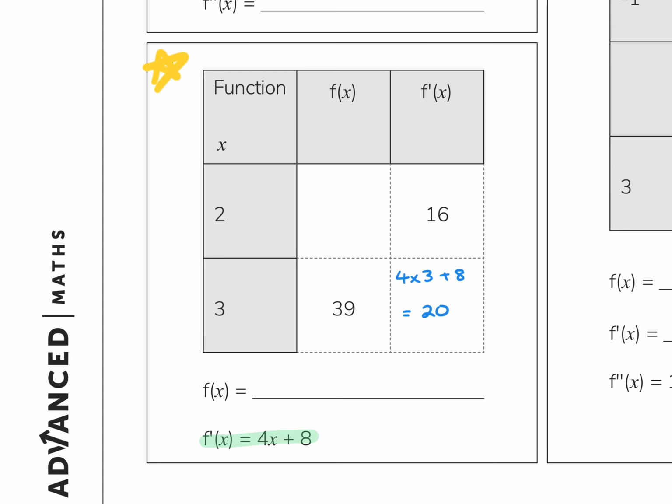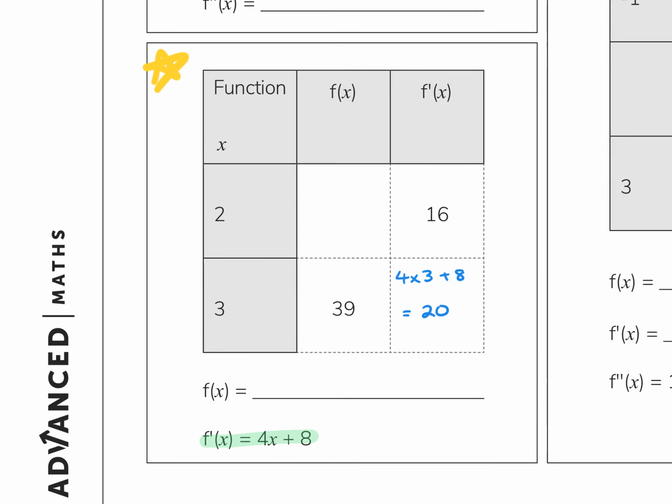We can calculate the missing value in the bottom right corner of our grid by simply substituting x equals 3 into the expression 4x plus 8. And this is where it gets a little bit more challenging. We need to figure out a way to work backwards, and if students haven't established that integration is the reverse process to differentiation at this point, they'll really need to think about where this is going to come from.